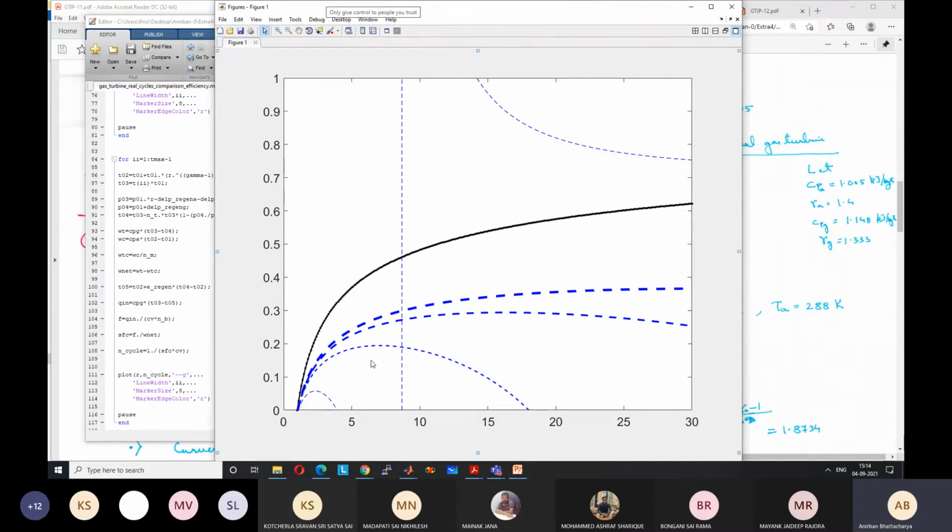And then what we also see is that with increasing temperature ratio, meaning increasing turbine inlet temperature, the efficiency is higher, unlike the ideal cycle, where the turbine inlet temperature did not play any role. Here, for example, if the ambient temperature is 300 Kelvin and the turbine inlet temperature is 1500 Kelvin, which corresponds to T equal to 5, we can see that the efficiency is much higher than 30%. But if it is only 900 Kelvin, the peak efficiency is around 20%.